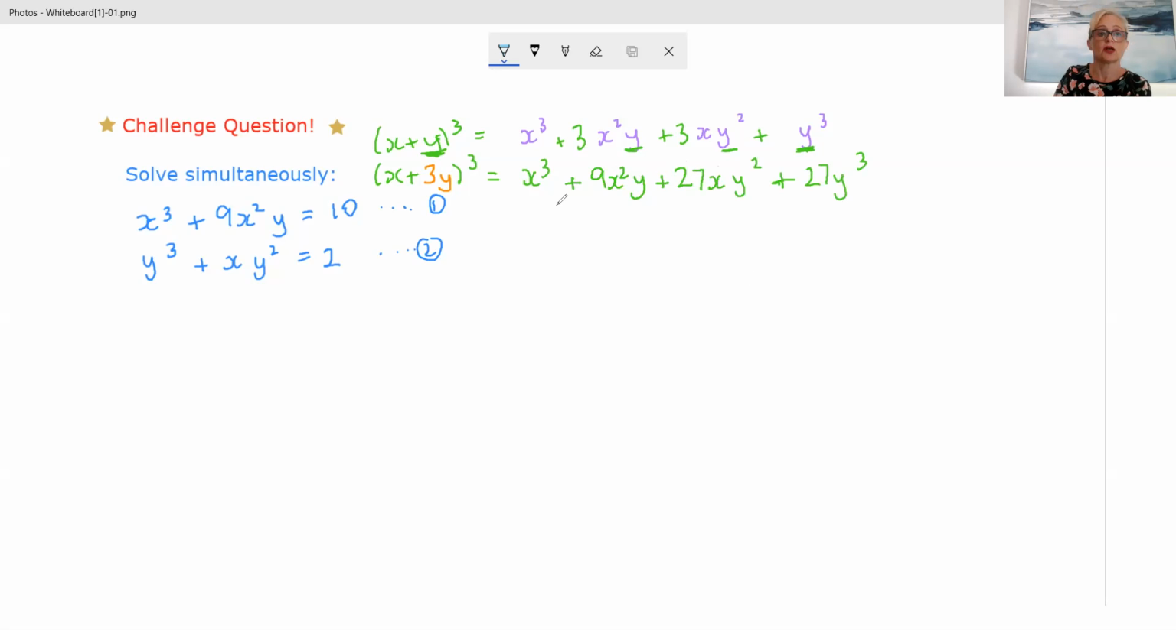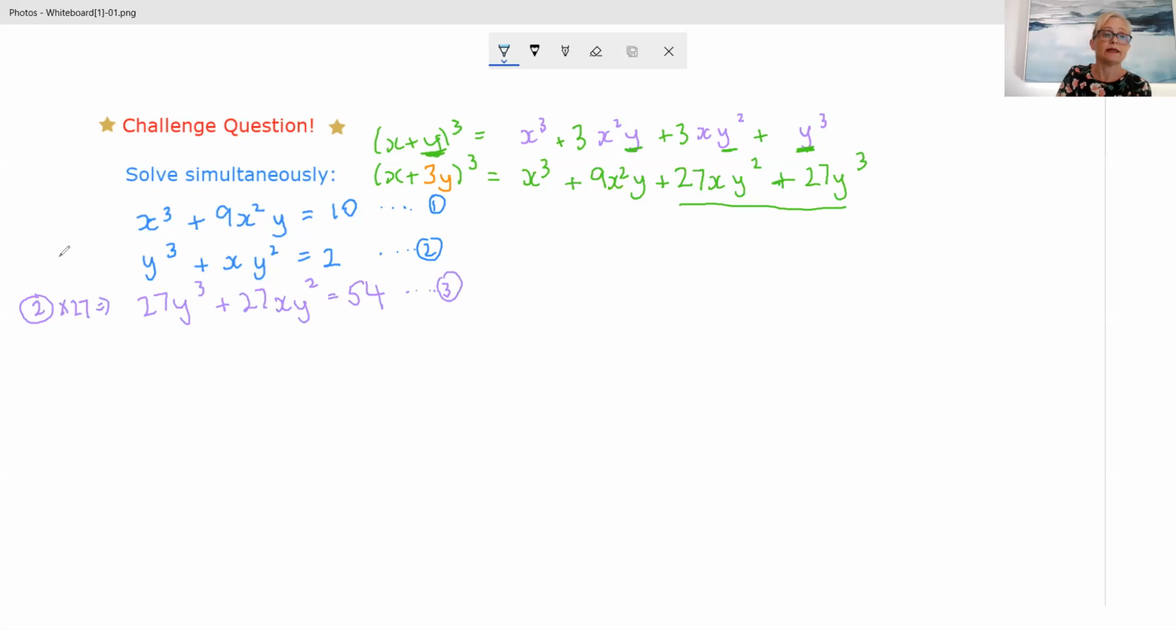The first two terms are exactly what we've got in equation 1. The second two terms, well, we're allowed to multiply an equation by a constant. How about we do that? So let's do equation 2 times 27. So we're going to get 27y cubed plus 27xy squared is 54. We'll call that equation 3.